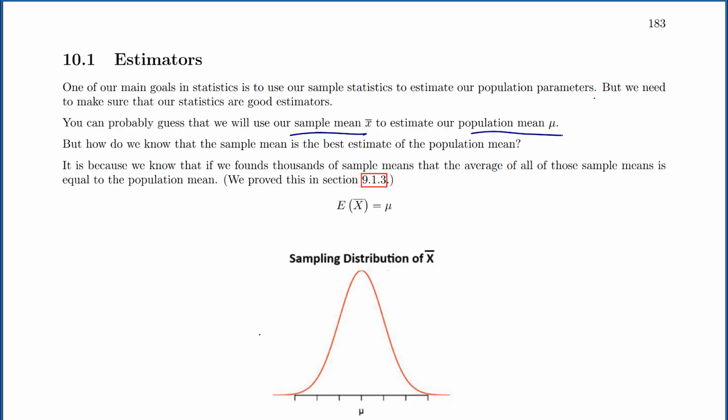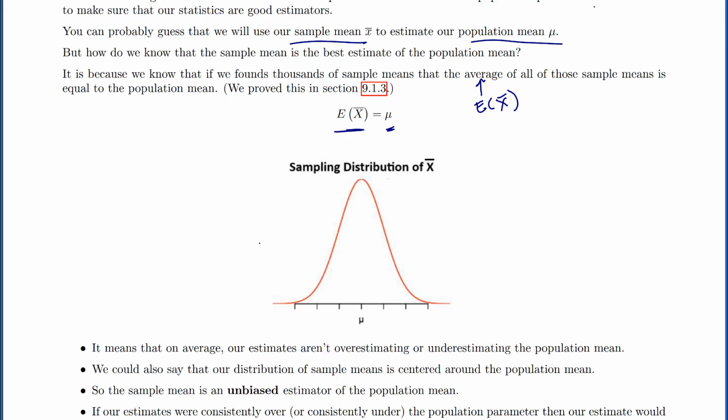But how do we know that our sample mean is actually our best estimate of our population mean? This isn't something we take for granted. We can actually prove this in statistics. The way that we know it's the best estimate is because if we found thousands and thousands or infinitely many different sample means from different samples, the expected value of all of those sample means is going to be equal to the population mean. And we proved this in a previous section, so we know that the expected value of all of those possible sample means is equal to our population mean.